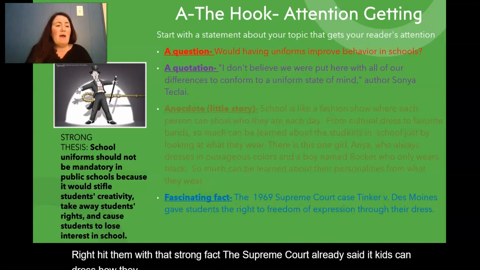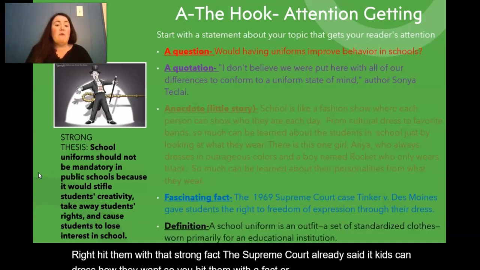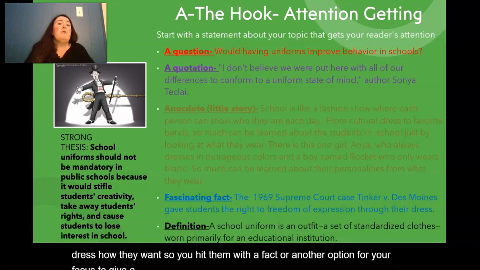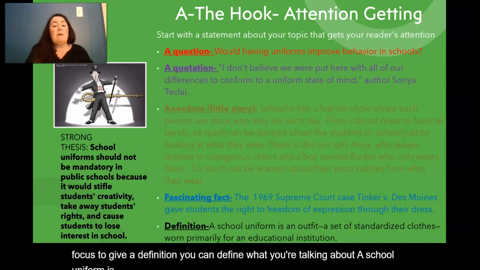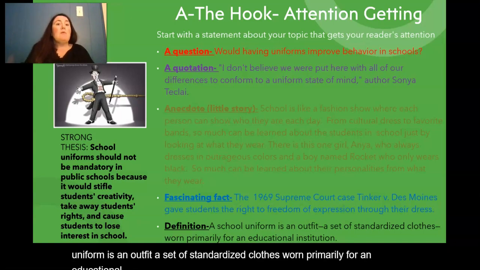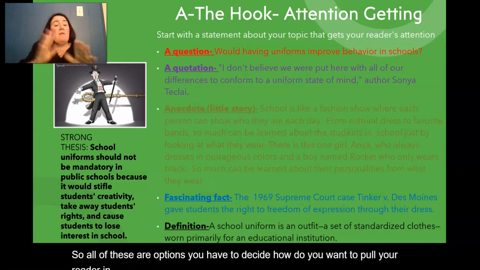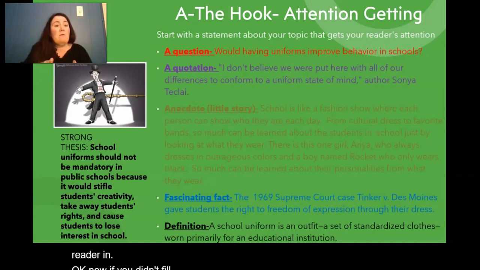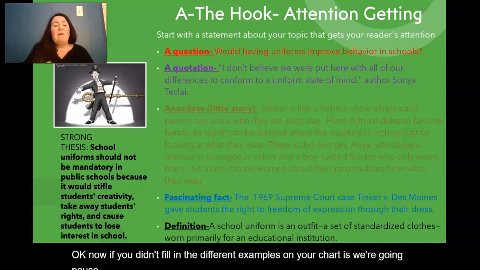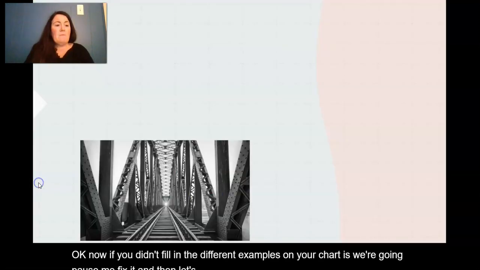So you hit them with a fact, or another option for your hook is to give a definition. You can define what you're talking about. A school uniform is an outfit, a set of standardized clothes, worn primarily for an educational institution. So all of these are options. You have to decide, how do you want to pull your reader in? Okay, so now if you didn't fill in the different examples on your chart as we were going, pause me, fix it, and then let's get started and keep going.